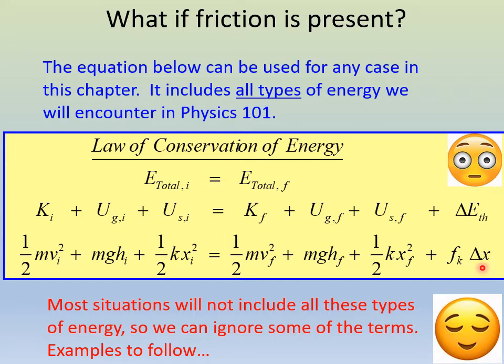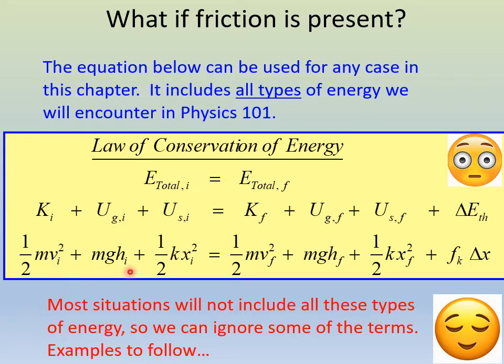So, again, there's sort of good news and bad news here. The bad news is this is an almost ridiculously long equation, right, with a lot of terms. There's 7 total terms here. So that's kind of scary. The good news is that in almost all the problems that we'll deal with, we will not have all these types of energy.